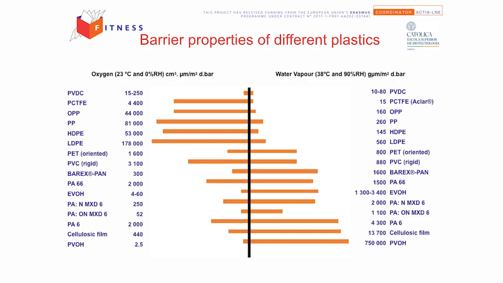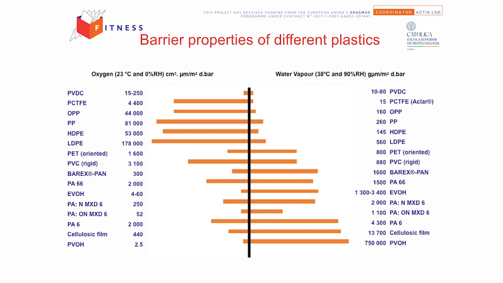And for water vapor, in this case, we made the measurements at 38 degrees and 90% relative humidity, and usually it is more common to report in grams. There is a mistake here, it is grams, micron per square meter, day, and bar. Okay, I need to correct that.